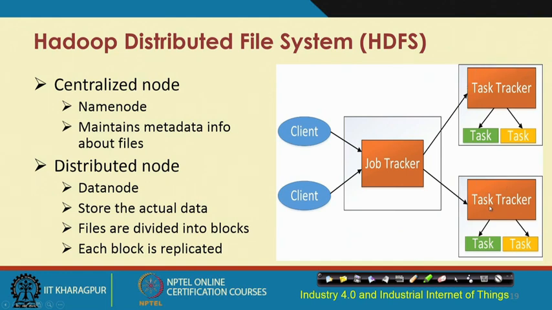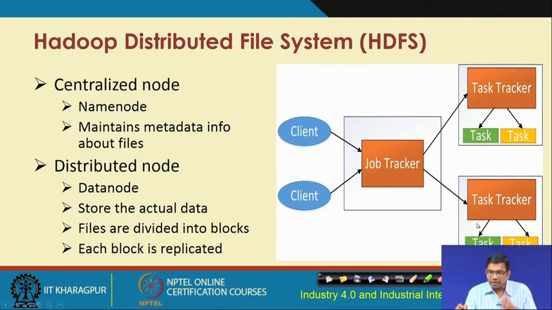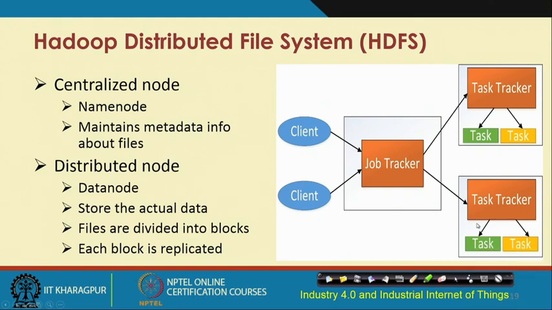This name node, the centralized node, maintains all the metadata about the different files, whereas the distributed nodes, the task trackers, the data nodes, etcetera, store the actual data. These files are divided into different blocks, and each of these blocks is replicated. And this is what I was telling you earlier: these blocks are replicated across these different data nodes in this HDFS architecture.